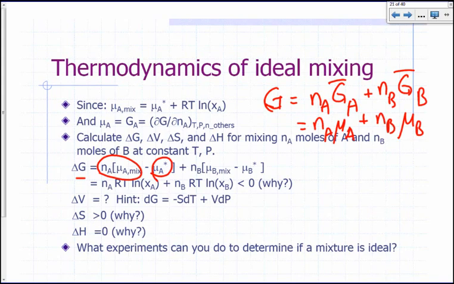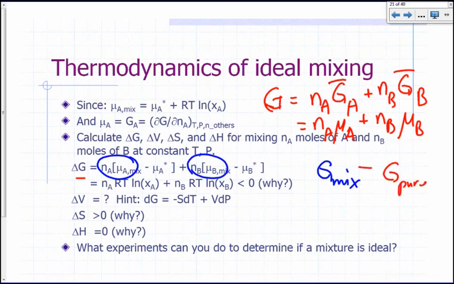Okay, so what you actually have here, let me just put these two together. This N sub A mu sub A in the mixture plus N sub B mu sub B in the mixture, that is your G for the mixture. And then G for the pure stuff would be N sub A times mu sub A star plus N sub B times mu sub B star. So that's your delta G.